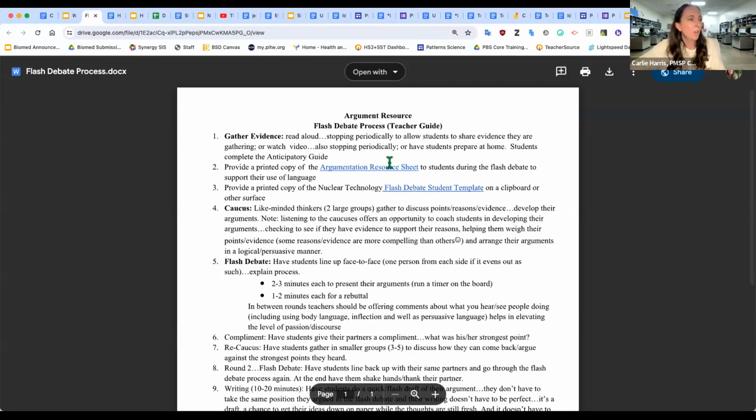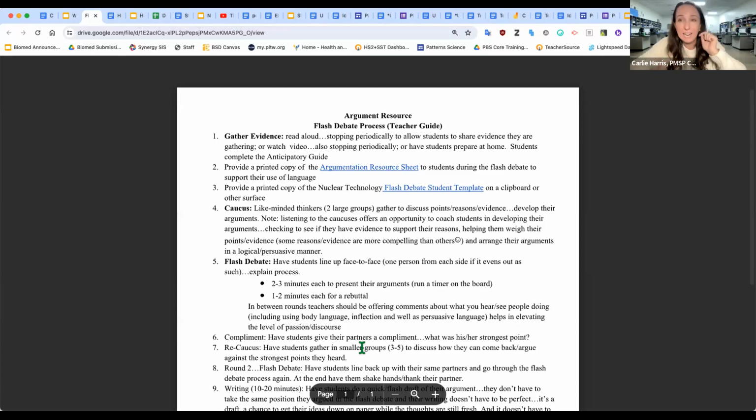So we have this protocol here for how to organize your classroom to have this flash debate, where they have a short amount of time to talk to individual students and present their argument. And they can go back and they get to caucus, right? Which is a great term. They get to caucus, which means they get together with their like-minded thinkers or other students who have similar opinions and come up with some really great ideas and evidence that they can use as they go back to have another conversation, right?